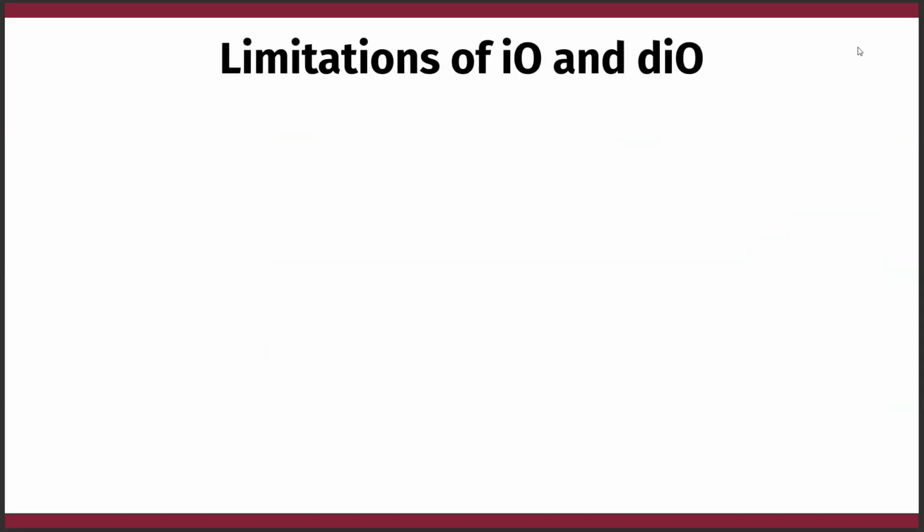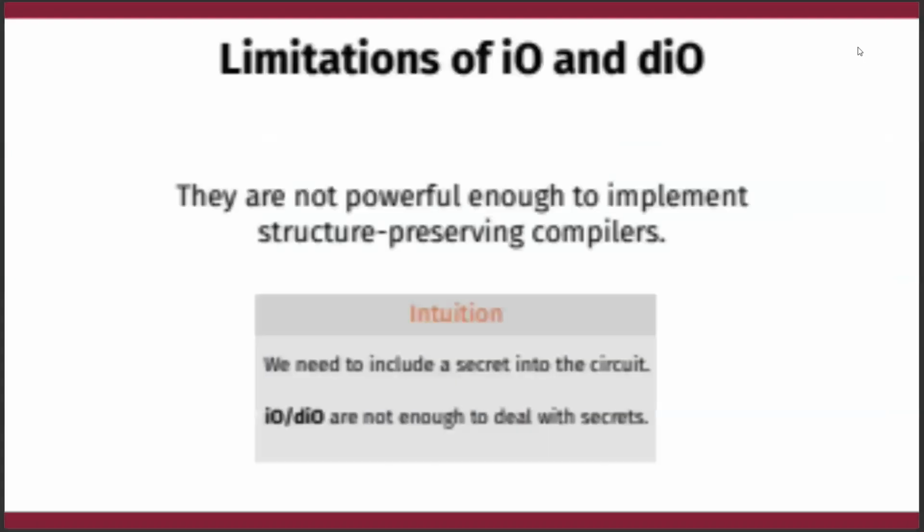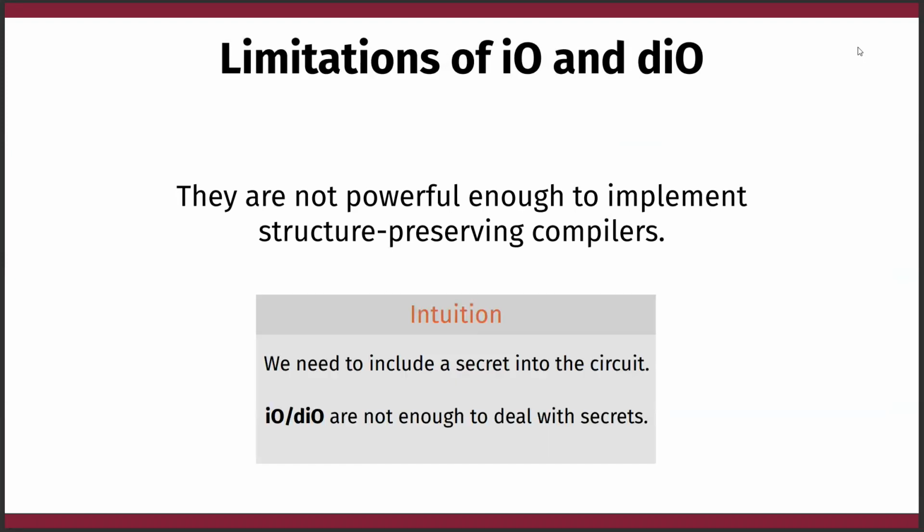Now, what are the limitations of these primitives? I mean, they're very powerful, of course, but they are not able to implement the structure preserving compilers of VBB, for example. And the intuition is that when you want to do this compiler, you want to hardcode a secret into the circuit, but when you do that, you are not going to be able to use iO, because you're not going to satisfy the functionality of the sampler.